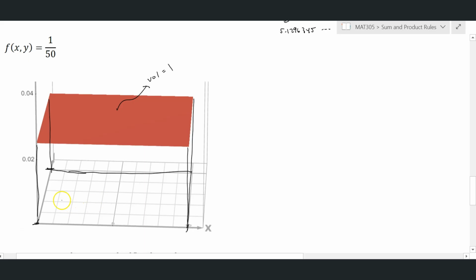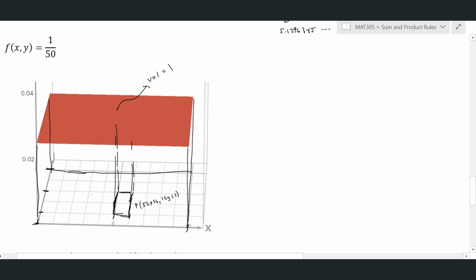Now, we could also figure out the probability that, say, y is between 1 and 3, and x is between 5 and 6. And so what we would be looking for is just the volume under that surface inside of this tiny little rectangle, which we again think about as the volume of this little prism here. That would be the probability that x is between 5 and 6, and y is between 1 and 3.